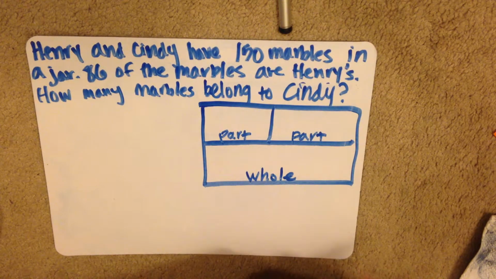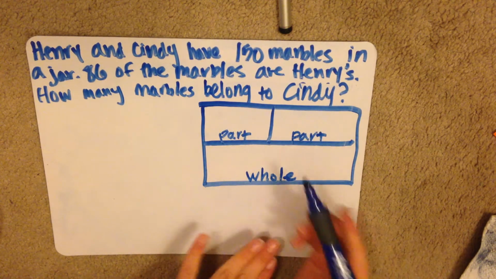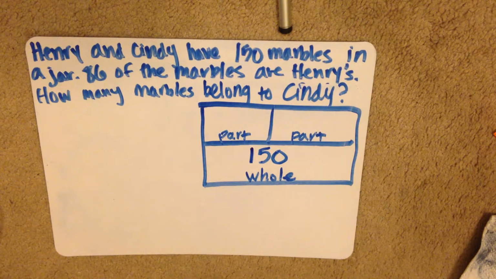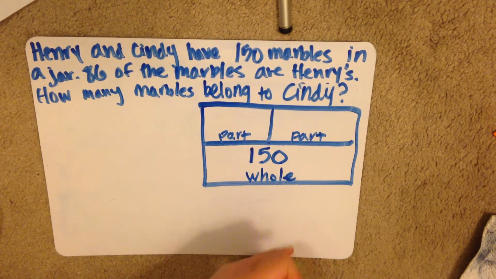Our problem says Henry and Cindy have 150 marbles in their jar. So this must mean that we start with a total of 150 marbles for our whole. So I'm going to go ahead and write 150 in our whole. To find out how many marbles Cindy has, we need to take away Henry's part of the marbles.